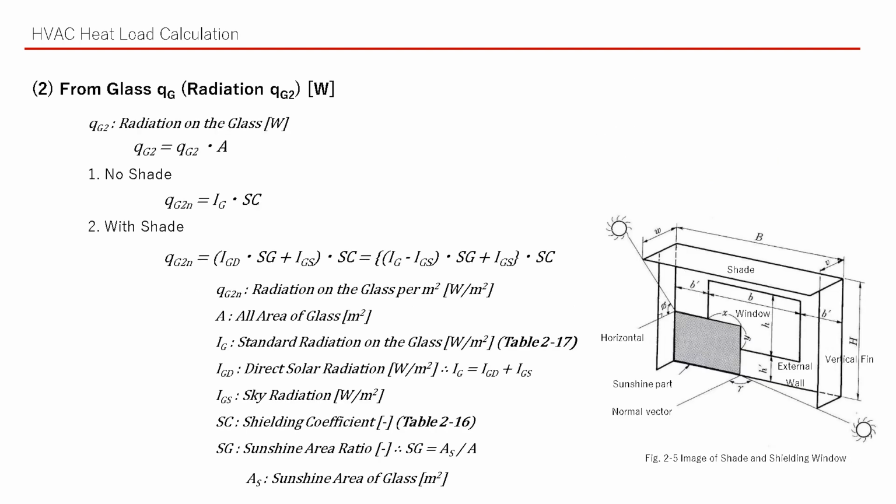How do we calculate QG2, the radiation from glass? First, it's better to refer to item 1, no shade. Standard radiation and shielding coefficient are multiplied to obtain the load per unit area. In the case of shade, the formula is a little complicated for calculating shadow locations, but it just reduces the heat load due to the shadow.